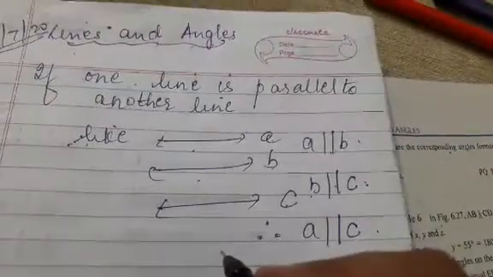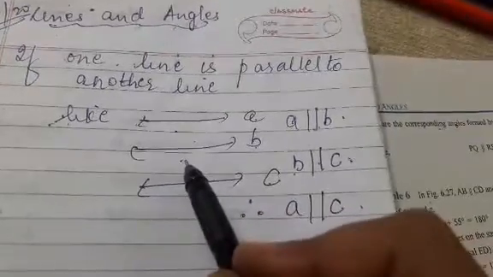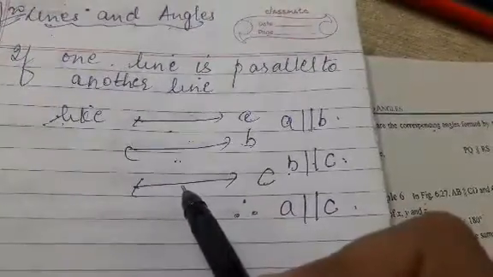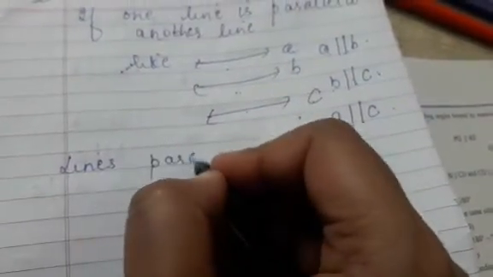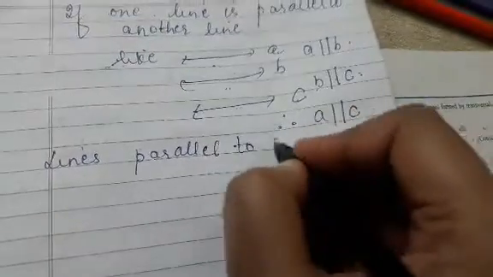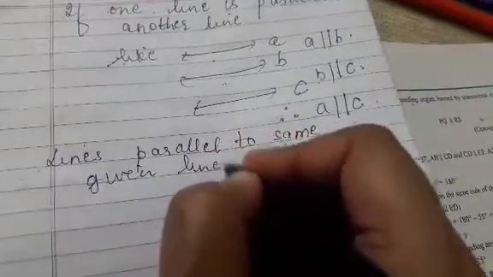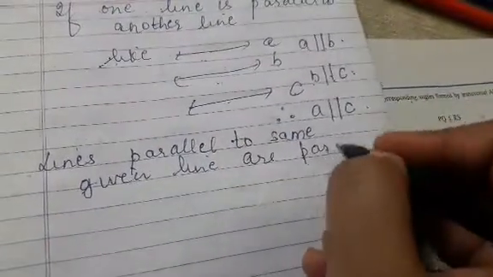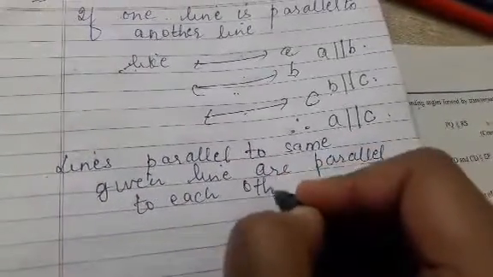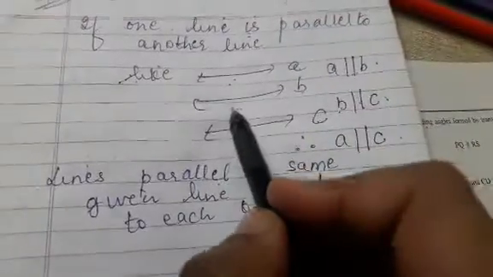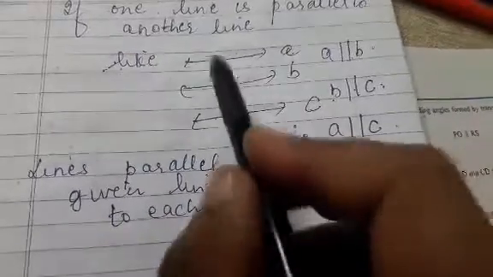This means that we can say that lines parallel to the same given line are parallel to each other. Okay, so this is the explanation, that if A is parallel to B and B is parallel to C, therefore we can say that A is parallel to C or C is parallel to A.